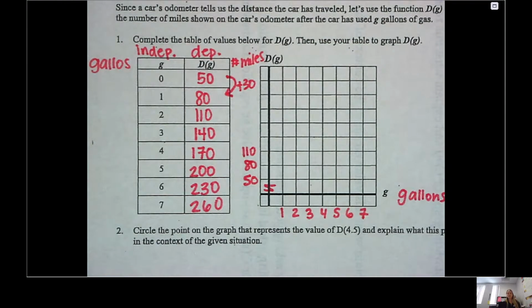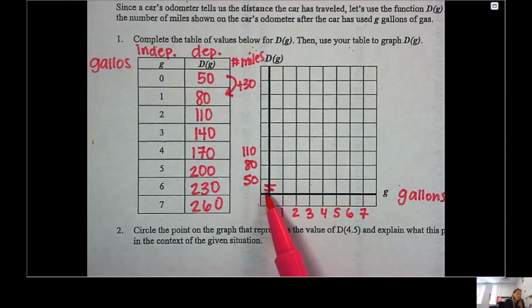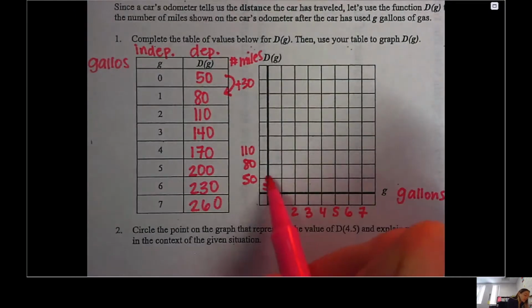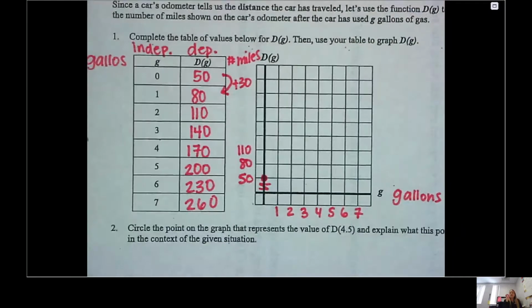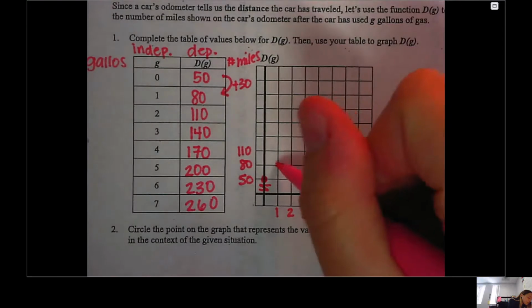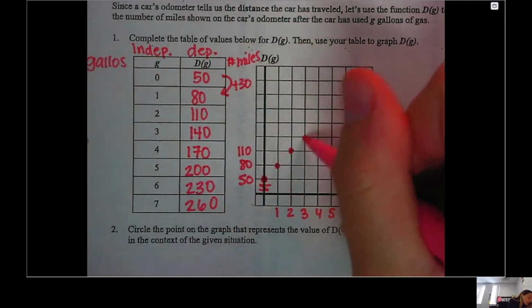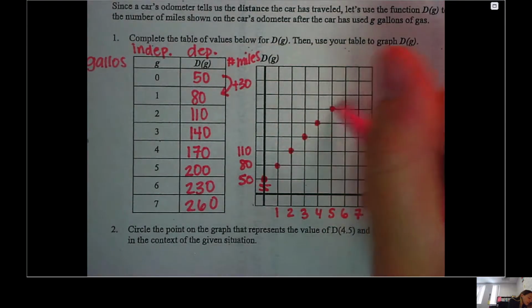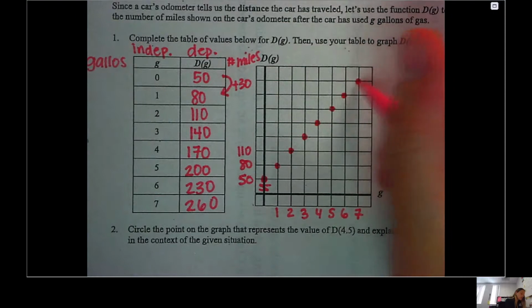So now let's graph it. At 0, you are at 50 right here. And then from there, it should go up in a straight linear line, a constant line, because you're going up consistently by 30. So your graph should look like a line.